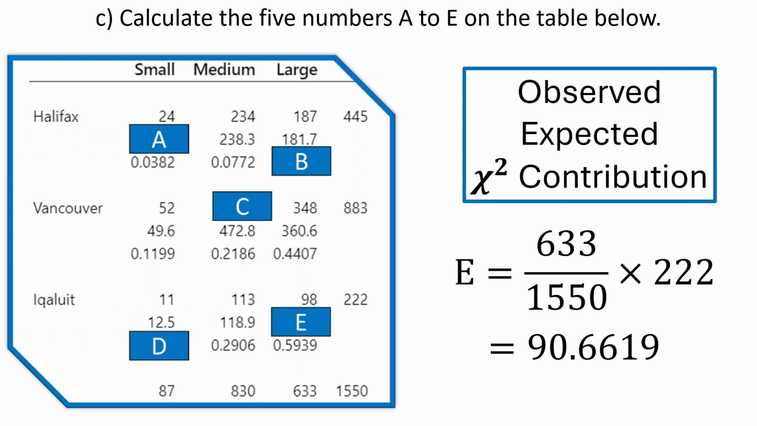And finally, for part E, here it's the number in the middle. This is an expectation again. And so we take the column total, that's 663, divided by the grand total, 1550, and then multiply by the row total, 222. We get 90.6619.